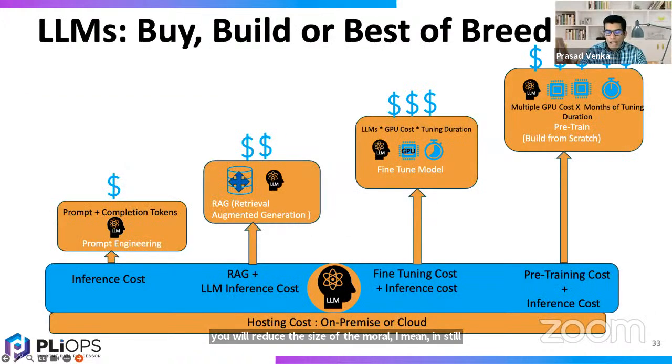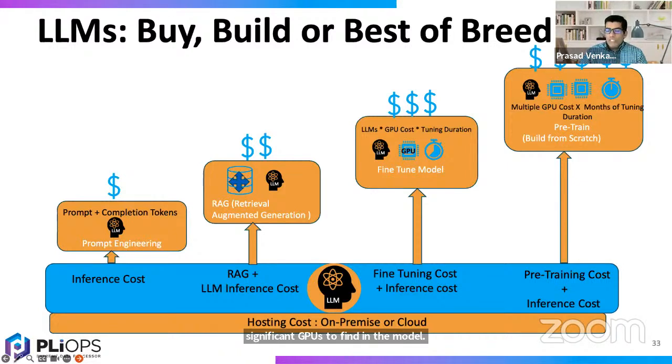So summing up, if you are hosting on-premise or cloud, what you're looking at is: what is my infrastructure cost, then inferencing cost. The inferencing cost depends on prompt tokens, how much prompt is being used, and completion tokens. So that will define my inference cost. And for a RAG, the type of database you're employing, and then LLM inferencing cost. Fine tuning is a one-time effort, but it requires significant GPUs to fine tune the model.